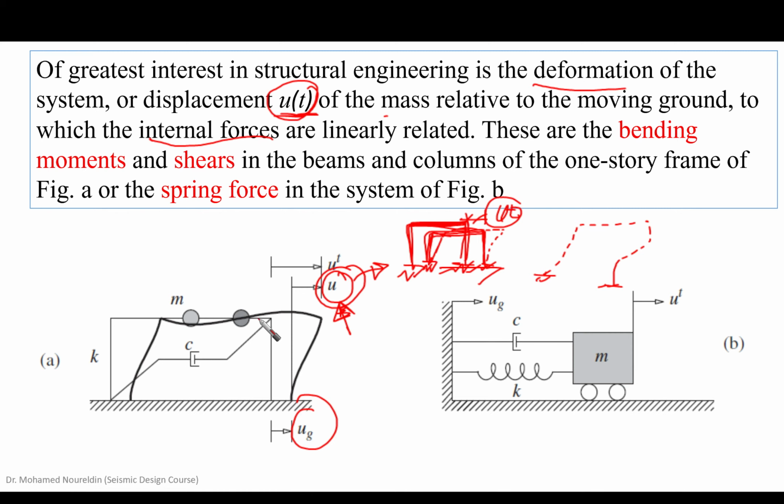So these are the bending moments and shear and so on in columns and beams, and it is going to be the spring force in our spring system here. This is the spring force. So the internal forces in the one-story shear building are going to equal the spring stiffness that is developed in this mathematical model.